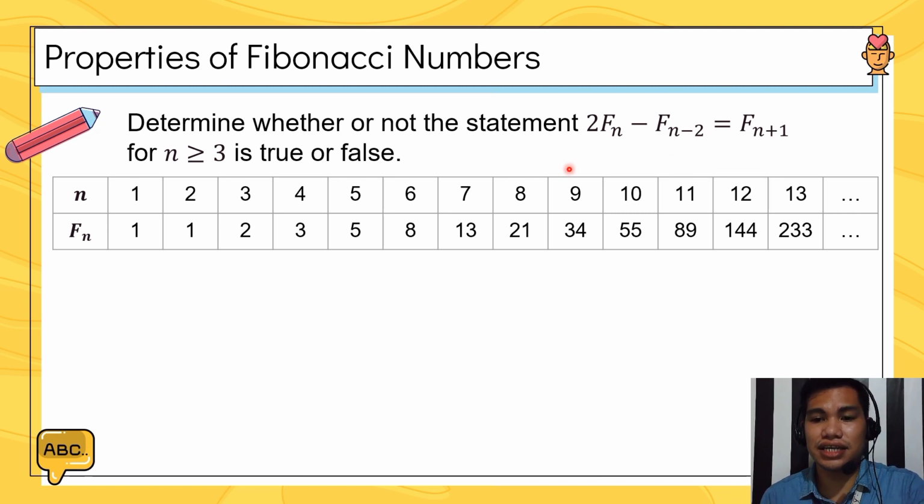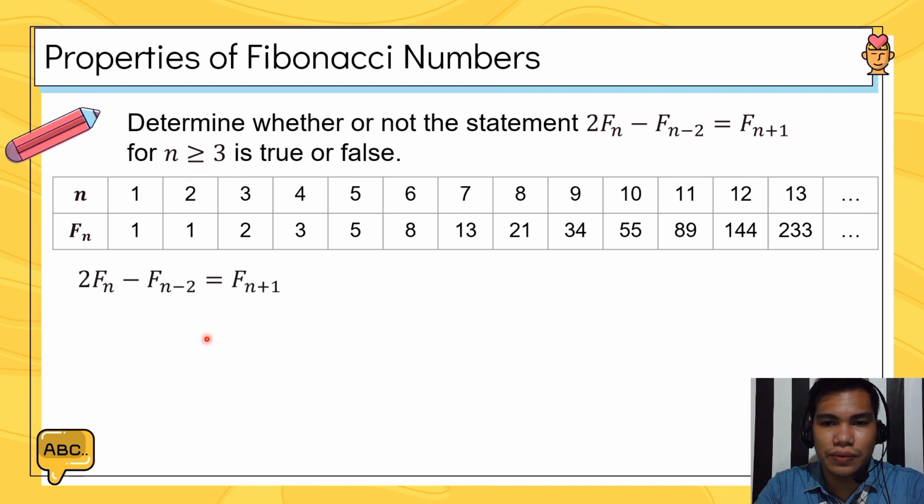Testingan nato. Ang gingon kay for n greater than or equal to 3. So, pwede nga 3, 4, 5, kay n would be greater than or equal to. Pwede si 3 kay equal to man na diha. So, testingan nato si 3. Testingan nato si 4. Sige, testing ta.